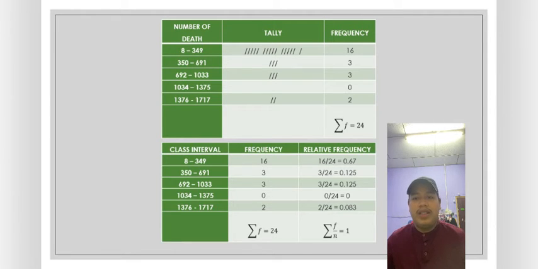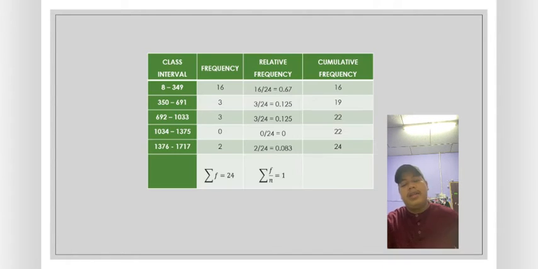So this is my class interval. Frequency 16, 3, 3, 0, 2 and equal to 24, and relative frequency 16 divided by 24 equals 0.67 and so on. Next, this is the cumulative frequency. This means the cumulative frequency of a class is the sum of the frequency for that class and all previous classes. The cumulative frequency of the last class is equal to the sample size n.